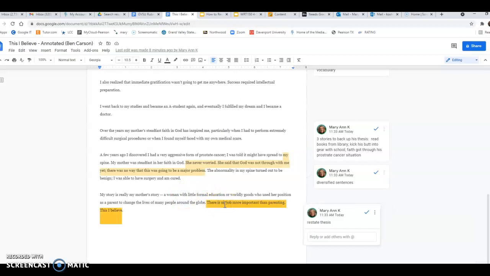So the main three concepts I want you to think about is a thesis. Not only is it at the beginning, but it's restated at the end. The other thing I want you to think about are the three stories. It doesn't have to be three. It could be two. It could be one. But it's those stories all illustrate why you believe what you do.